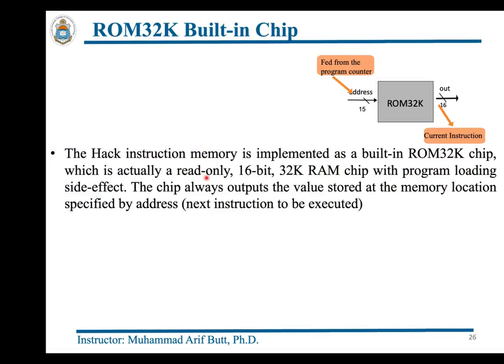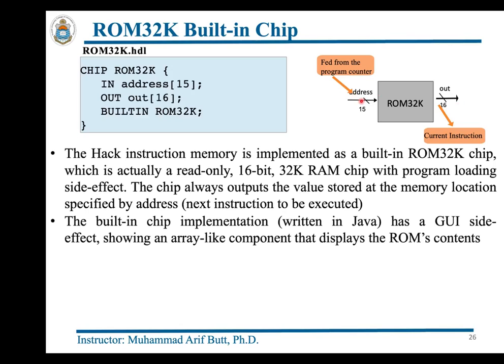And this slide describes the ROM32K built-in chip in a bit of detail. Well, the Hack instruction memory, ROM32K, is actually a read-only 16-bit 32K RAM chip with a program loading side effect. This chip always outputs the value stored at the memory location specified by this address, which is the next instruction to be executed. The built-in chip implementation written in Java has a GUI side effect showing an array-like component that displays the ROM's contents as well. We will soon see it in a demo.